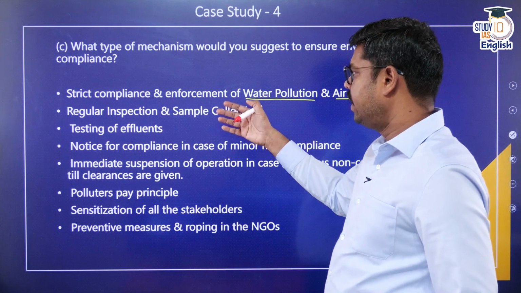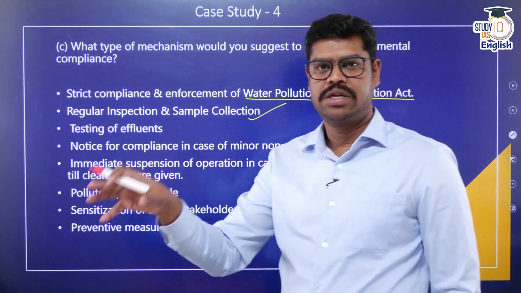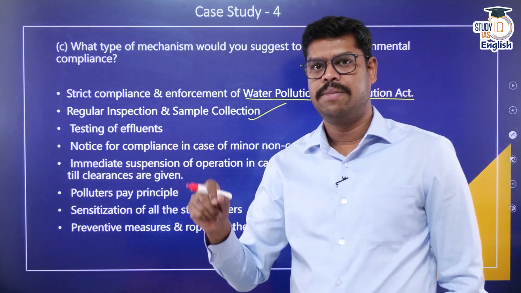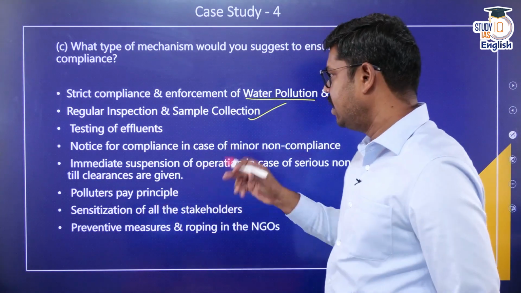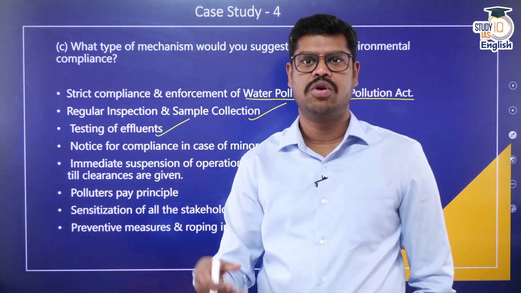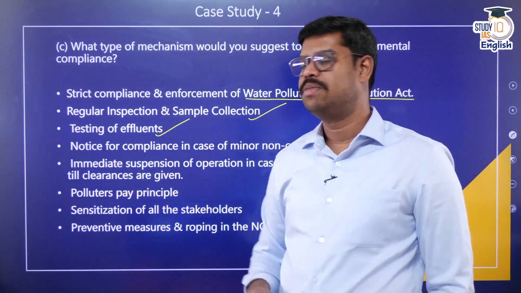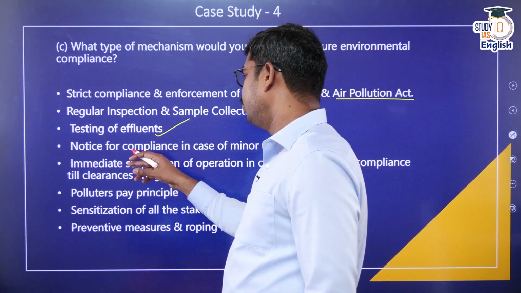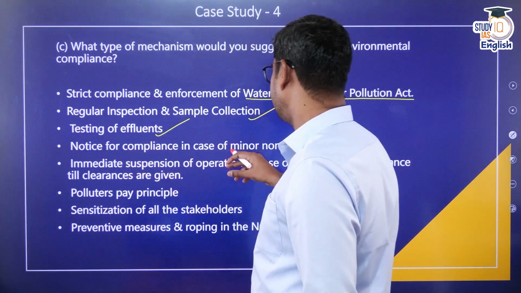If you look into the law, it says that the Pollution Control Board has to do regular inspections and sample collections from various units. As an officer involved in compliance, this is your duty. You have to go for regular inspections, collect samples, and then test those samples, whether it may be an effluent or a gas, to check whether it is poisonous or within the permissible limit. Based on the results, issue notice for compliance in case of minor non-compliance.